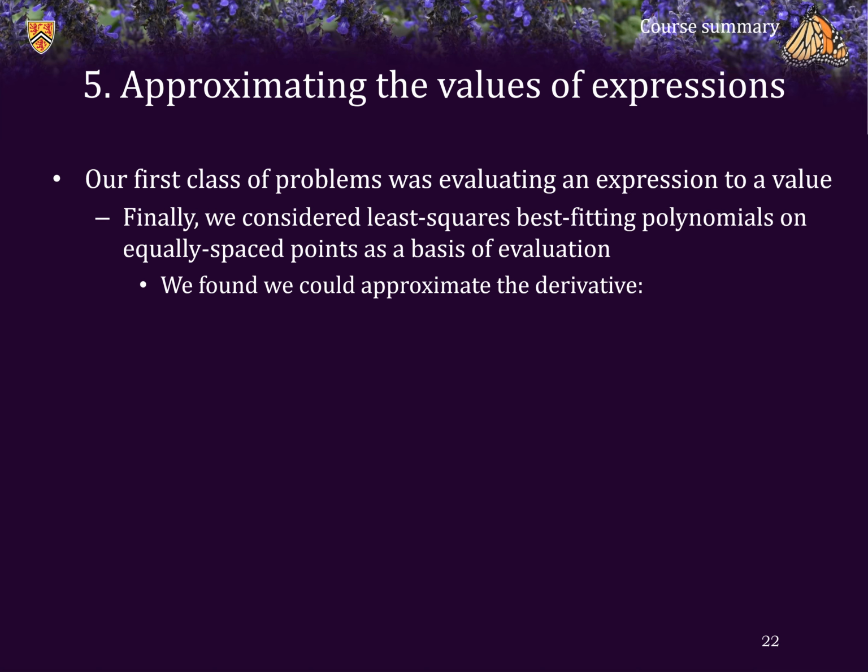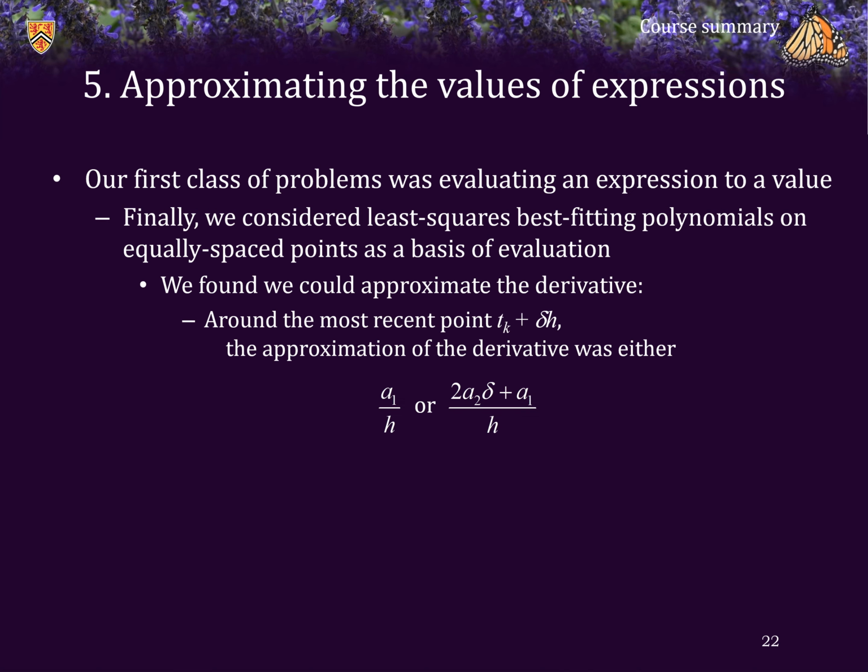We also found that we could approximate the derivative. So if we were approximating around the most recent point, t sub k plus delta times h, where h is the step size, the approximation of the derivative was either that first expression there if we were finding an interpolating linear polynomial or a best fitting linear polynomial, or the second formula if we were finding a best fitting quadratic polynomial.